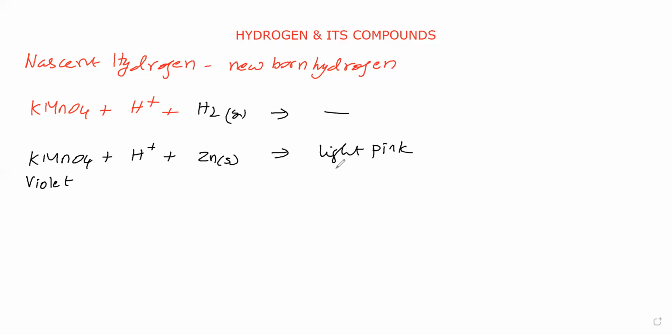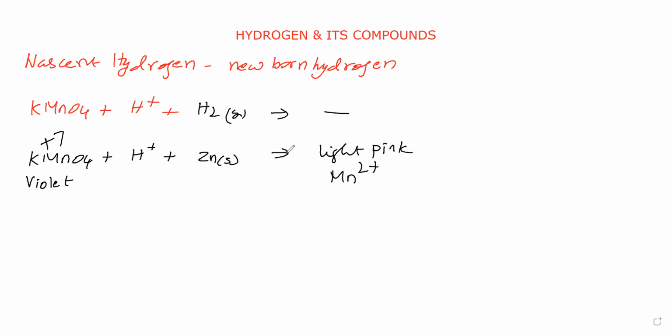This light pink color is responsible for Mn2+. That means the acidified potassium permanganate violet color disappears here. Disappears in the sense this Mn+7 is converted into Mn+2. So what is the reason? What reaction takes place here?